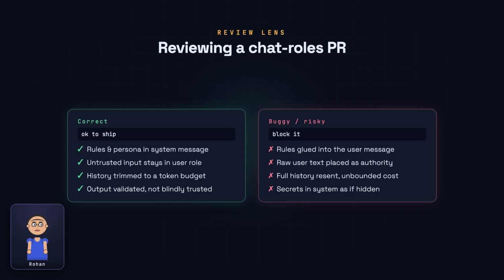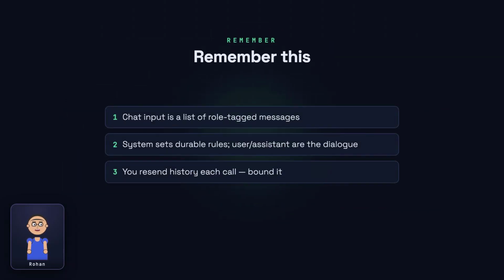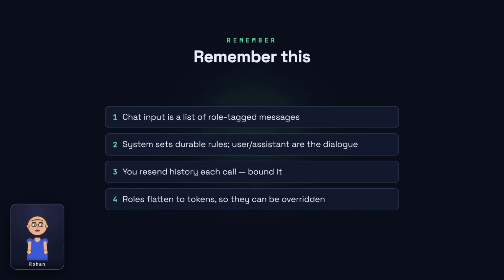They don't. To recap, a chat request is a list of role-tagged messages. The system message sets durable behavior, while user and assistant turns form the conversation you resend each call. Underneath, it all flattens to one token stream, which is why roles guide the model but never fully control it. Design and review with that in mind.